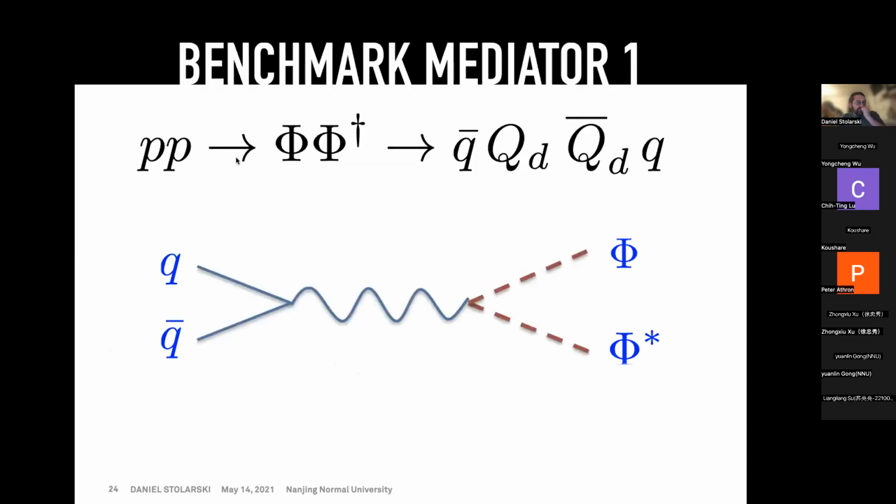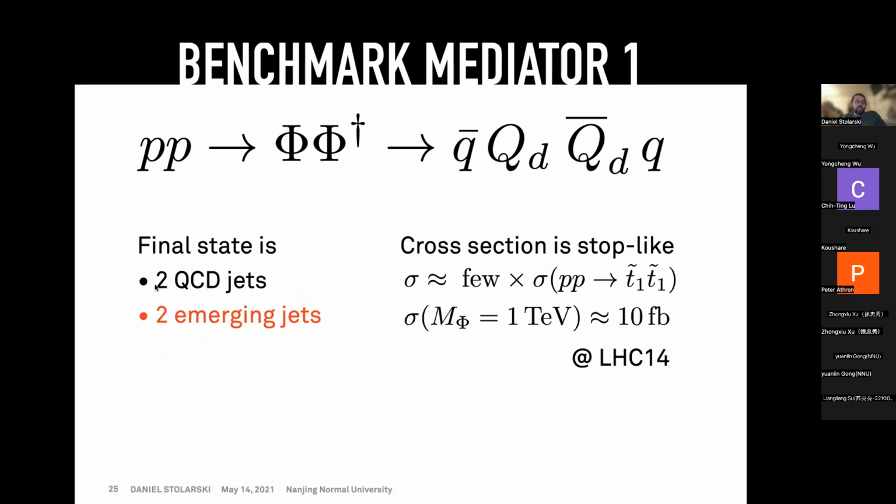And so what happens when you try to do this at a collider? If you pair produce this phi, this mediator, the mediator carries color. It's a scalar colored object, so you can only pair produce it. And then each one decays to Q bar, Q. So the final state is two ordinary jets, two QCD jets, this Q and this Q bar, and two emerging jets, which are the capital Qs.